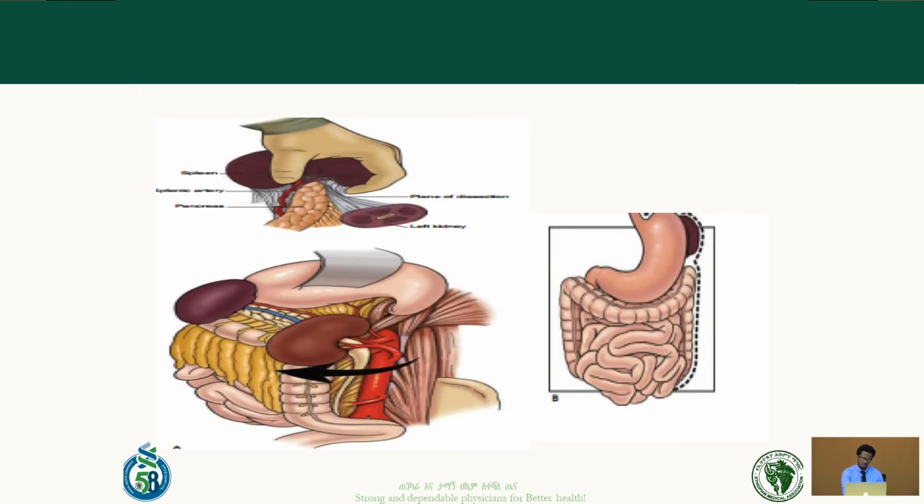So this is a diagram illustrating steps to do splenectomy during active bleeding, and left lateral mobilization to access bleeding from the aorta, the left side of the kidney, and the left side of the ureter.